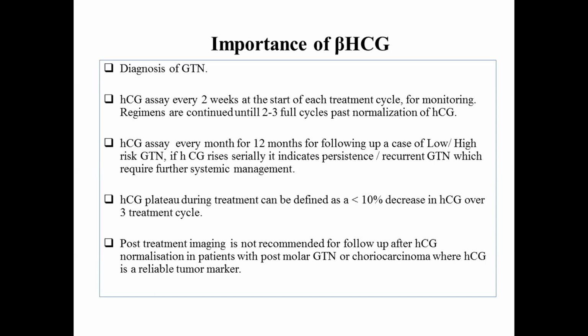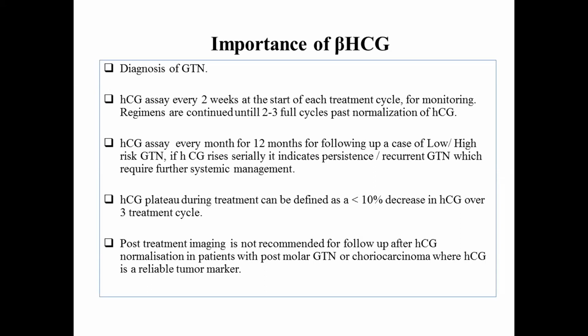normalization of hCG. Suppose you are giving a young lady 3 or 4 cycles of EMACO if she is having a high risk or high score GTN. Now, even after 3 or 4 cycles, or maybe even after 2 cycles, the beta hCG level gradually lowers down to the normal level. So when beta hCG just lowers down to the normal level, from that cycle, you have to add 3 more cycles of EMACO for high risk or single agent methotrexate for low risk for the treatment completion. Now the beta hCG assay is done every month for 12 months for following up a case of low and high risk GTN. So here is the follow-up.